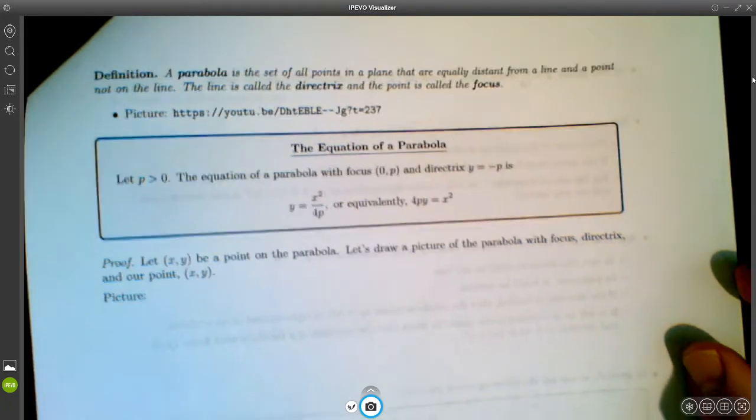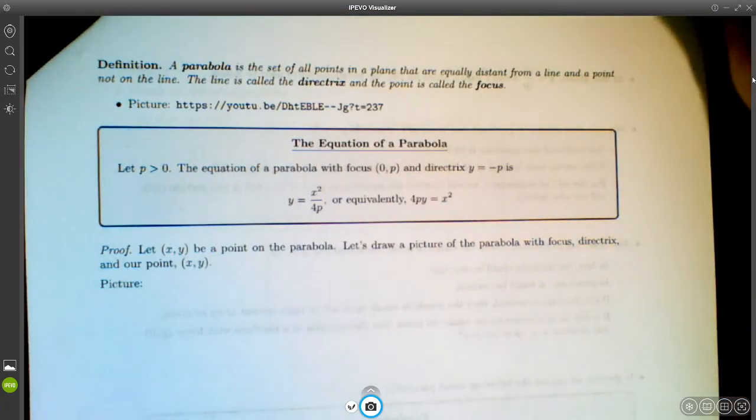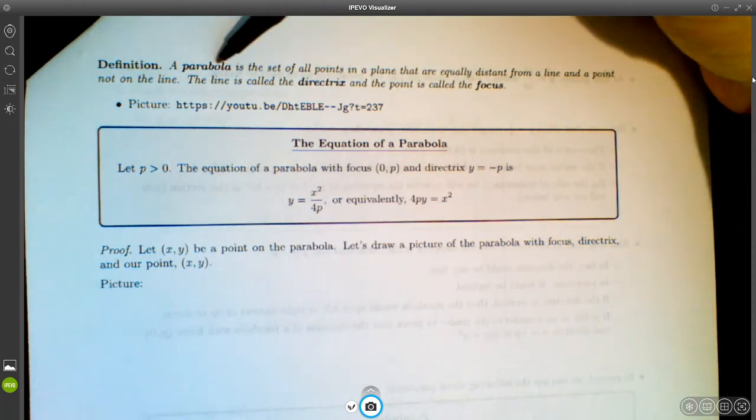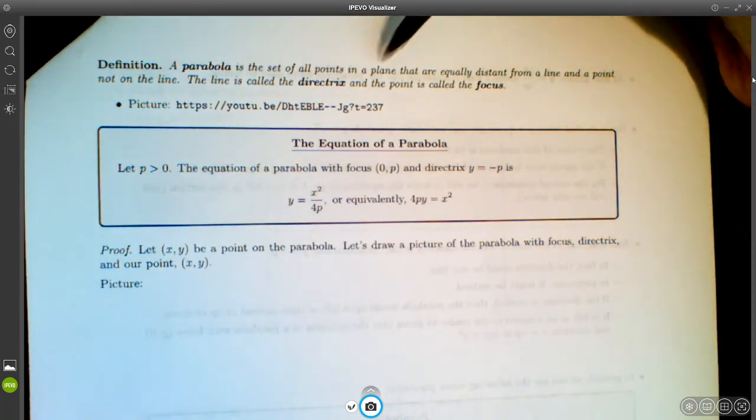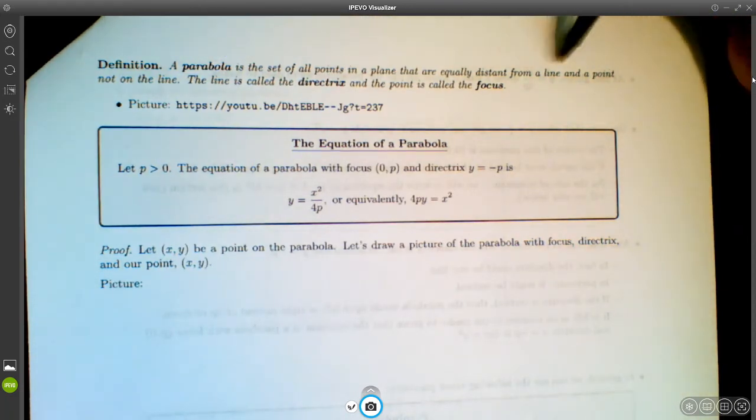Parabolas are a little more complicated. So the planar definition of parabolas is as follows. A parabola is the set of all points in a plane that are equally distant from a line and a point not on the line.